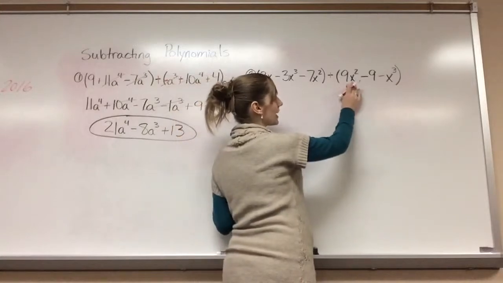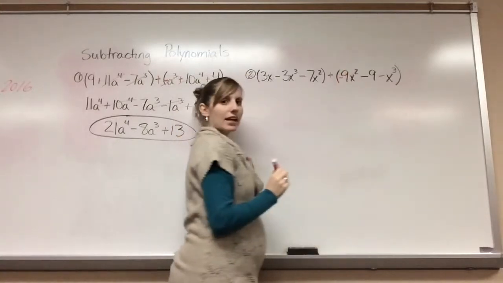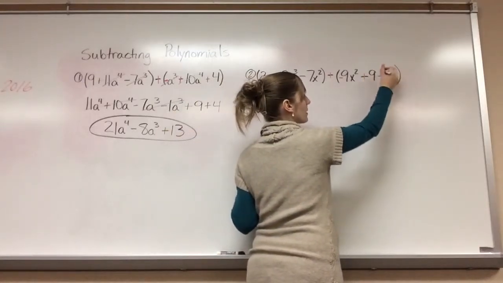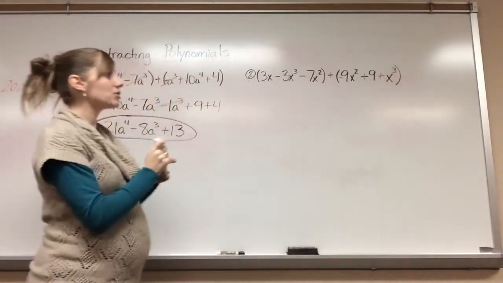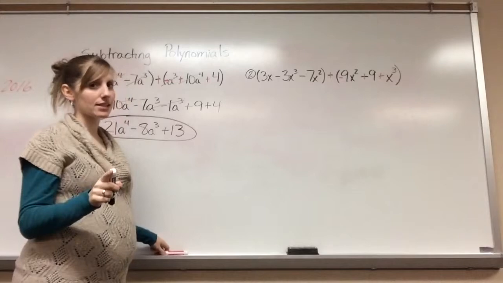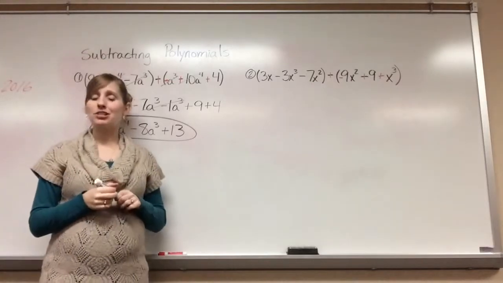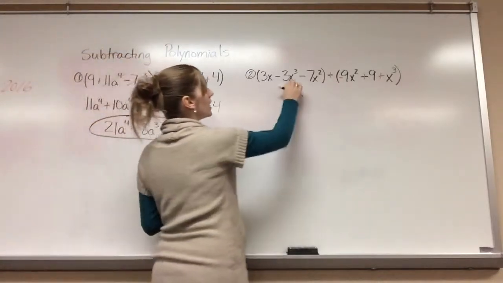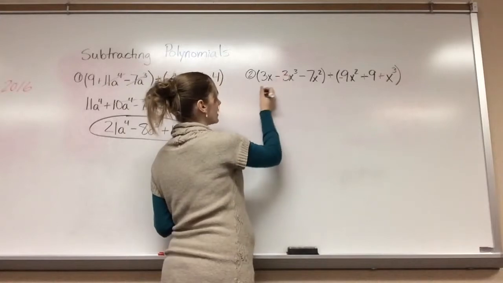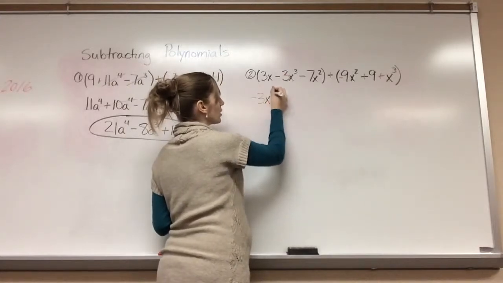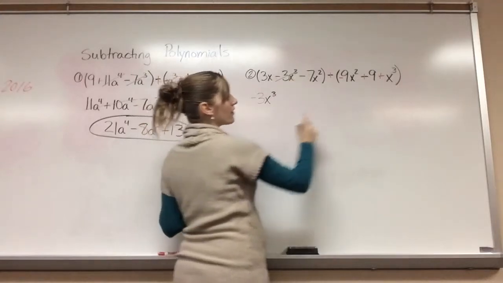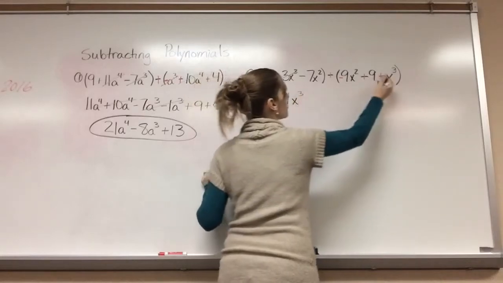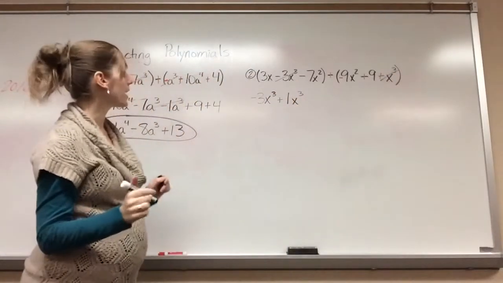So my positive 9x to the second becomes negative 9x to the second. My minus 9 becomes plus 9. And my minus x to the third becomes plus x to the third. Once you've changed the signs only in the second set of parentheses, then it just becomes an addition problem. You put them in order by their exponent. So the largest exponent that I see is x to the third. Okay, so I have a negative 3x to the third power. Well, I also have x to the third over here, and that's a positive 1x to the third. They don't put the 1, but I'm going to write it so I don't forget about it, okay?